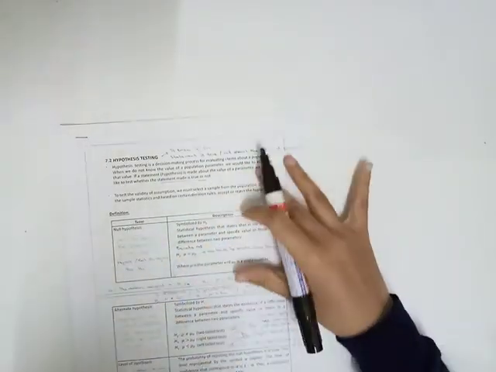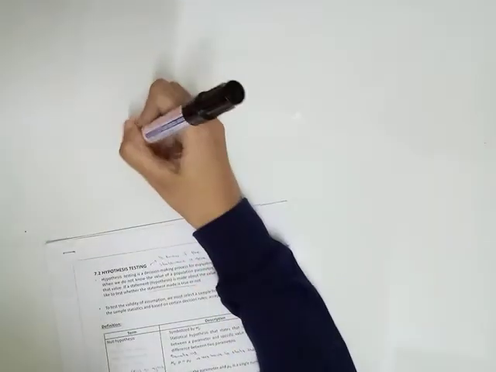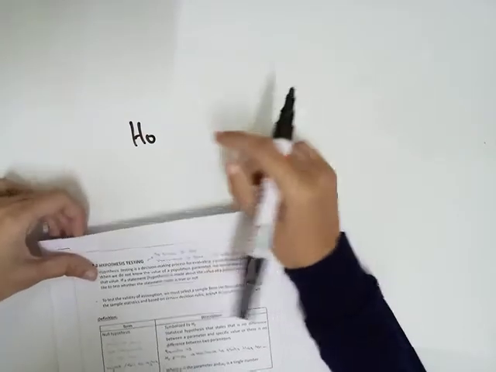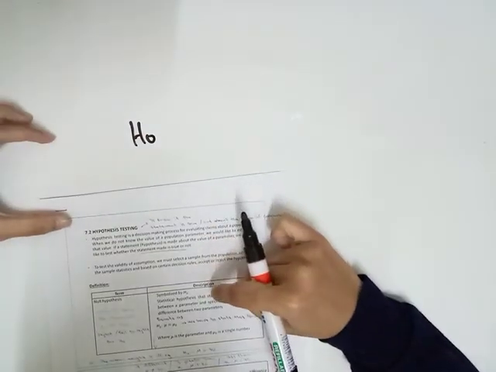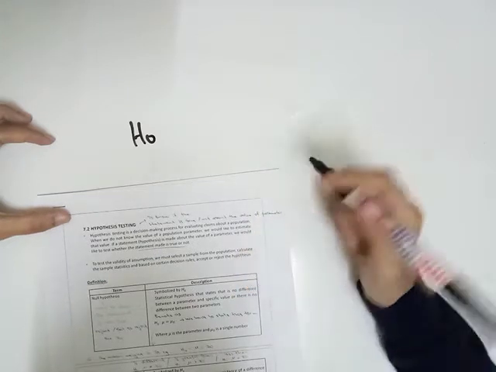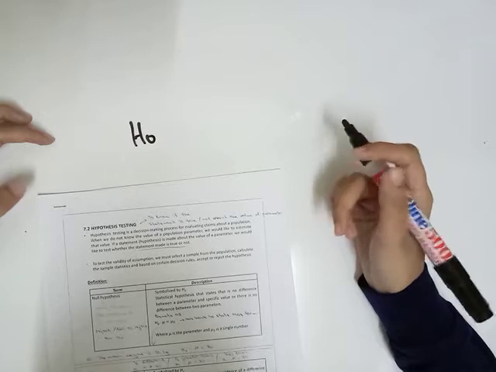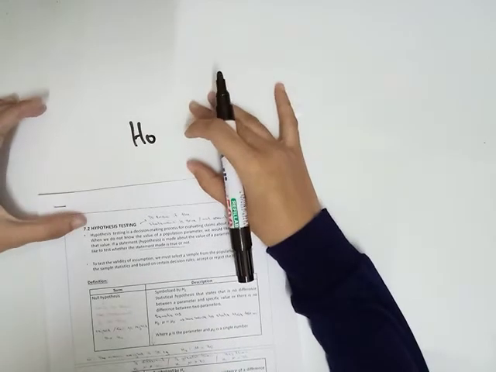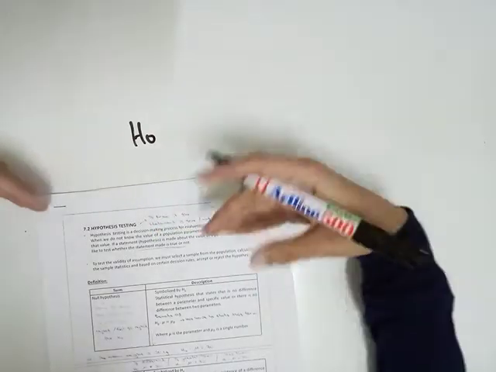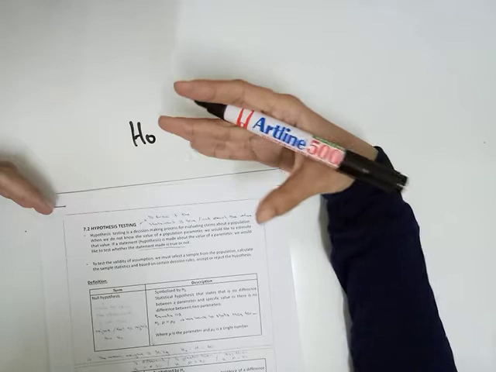Okay, look at the first term, null hypothesis. Null hypothesis is symbolized by H0. Okay, so look at the description: statistical hypothesis that states there is no difference between a parameter and specific value, or there is no difference between two parameters. That means for H0, there is no difference between two parameters. Apa maksud no difference? Dia tak ada beza. Maksudnya dia sama sahaja.